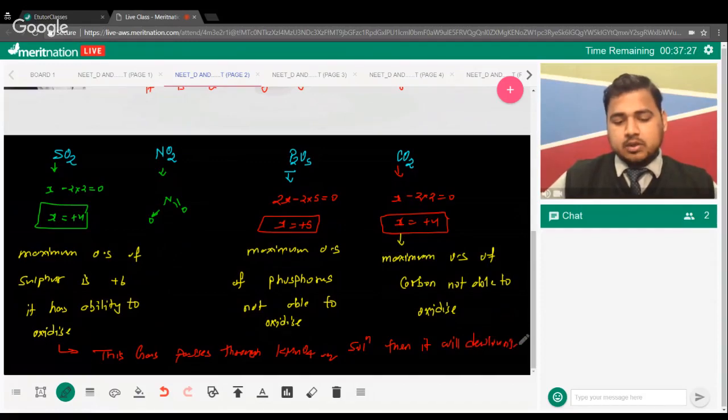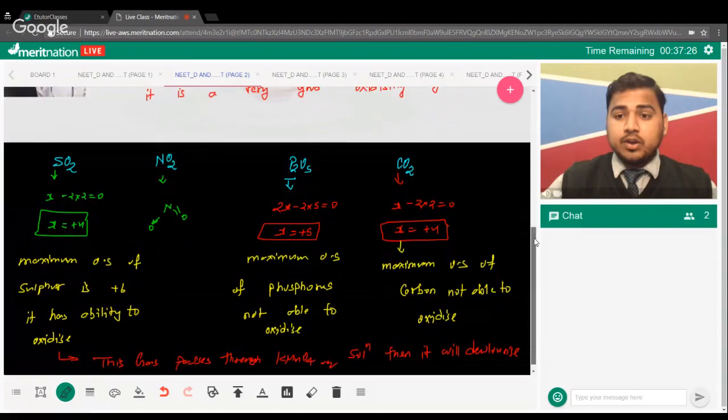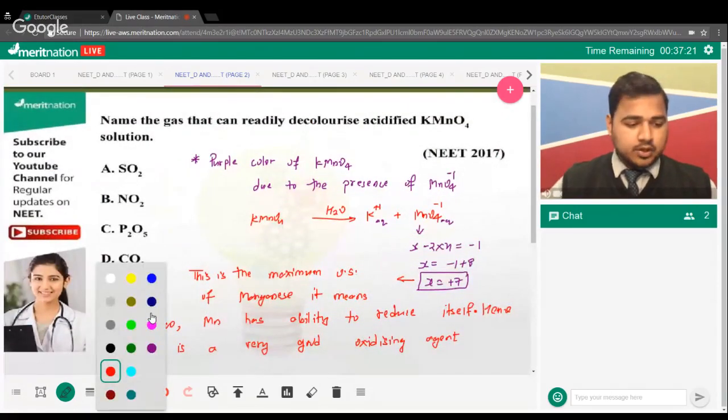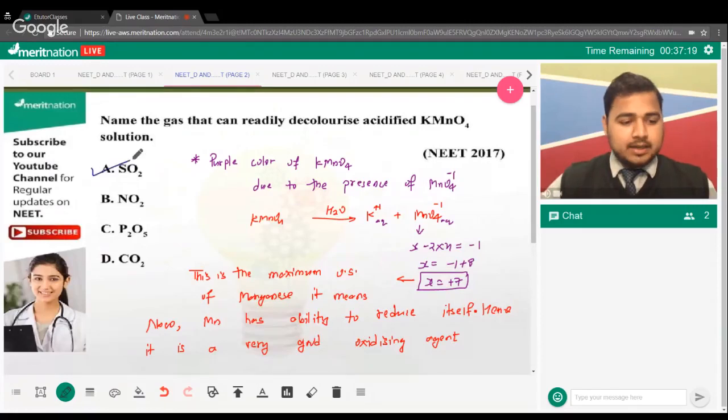Decolorize. So finally, we got the answer, that is option A. You can see here, its oxidation state is plus 7. So right now, students, let's focus here. We have done this beautiful question, which was asked in the NEET 2017.